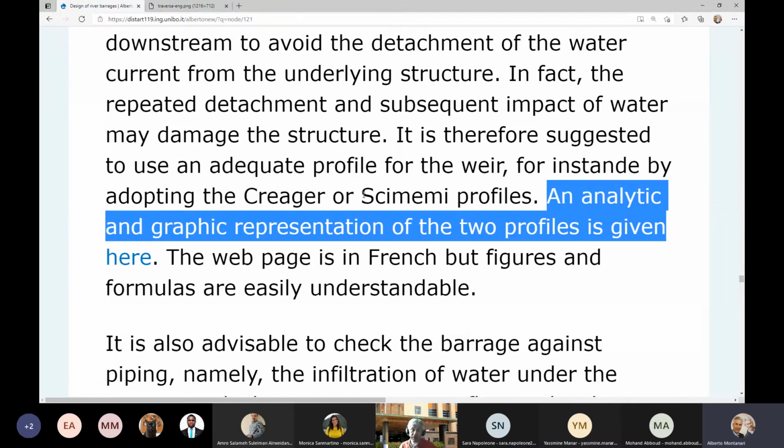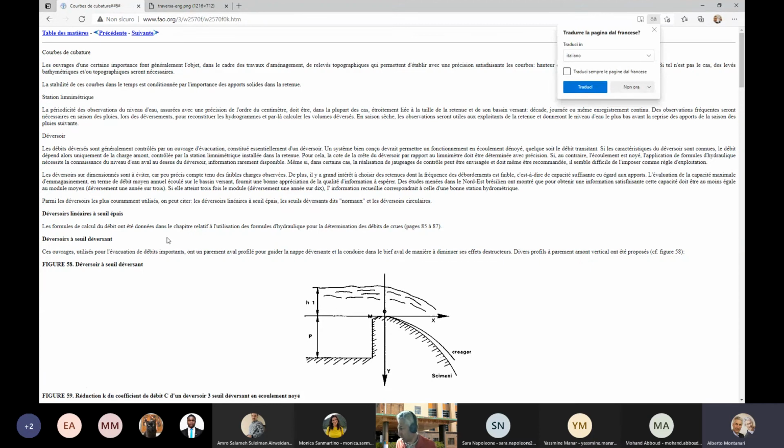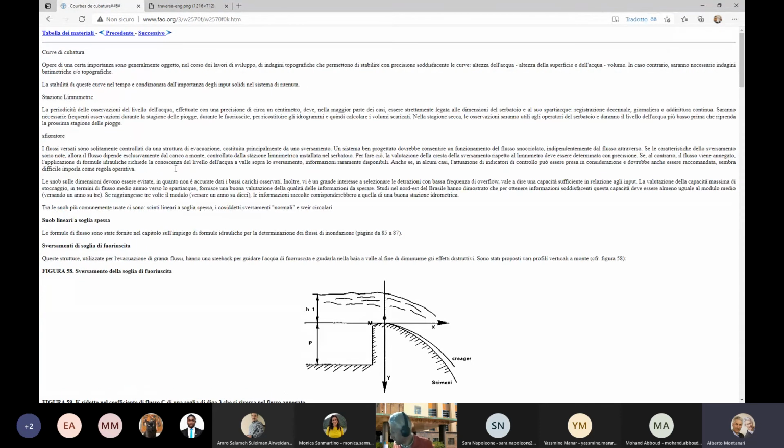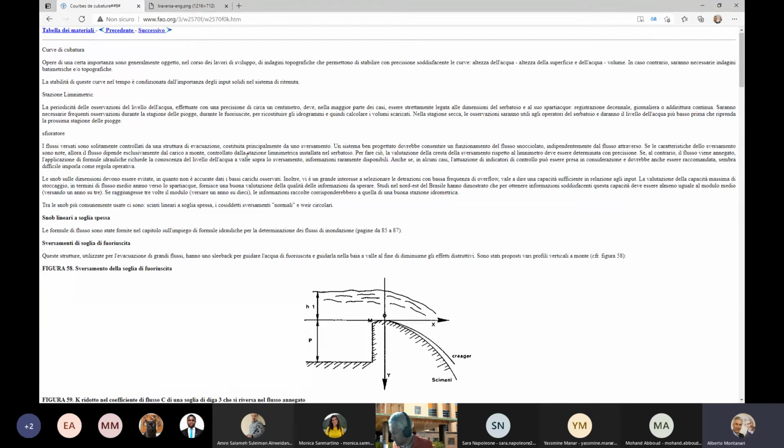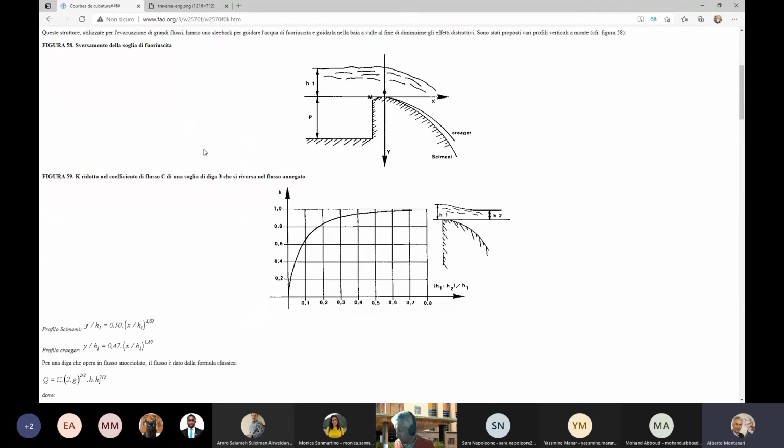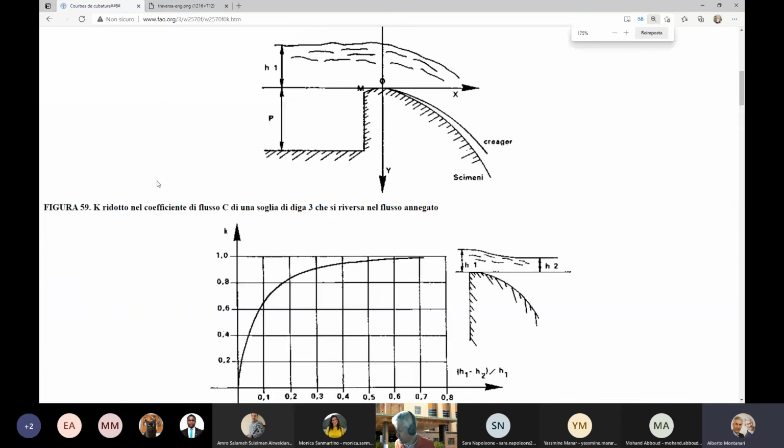The two relationships they proposed are empirically determined, and therefore are a little bit different. They are not precisely equivalent, but they are very similar. And so there is a link for the analytical representation. It is in French, but you don't need to read it. You can also translate, but I don't think it's a good idea. And let me just look at the two analytical relationships.